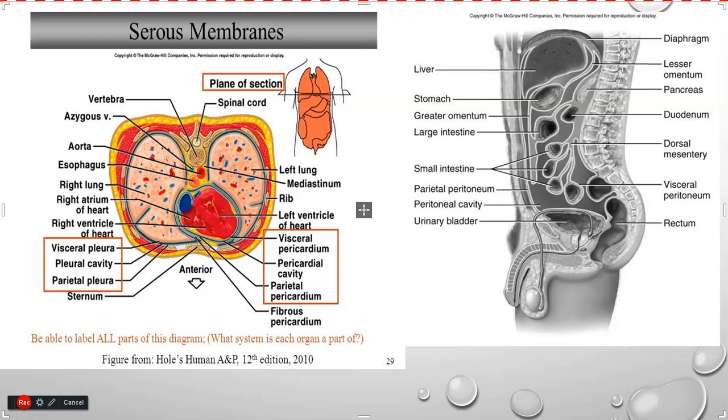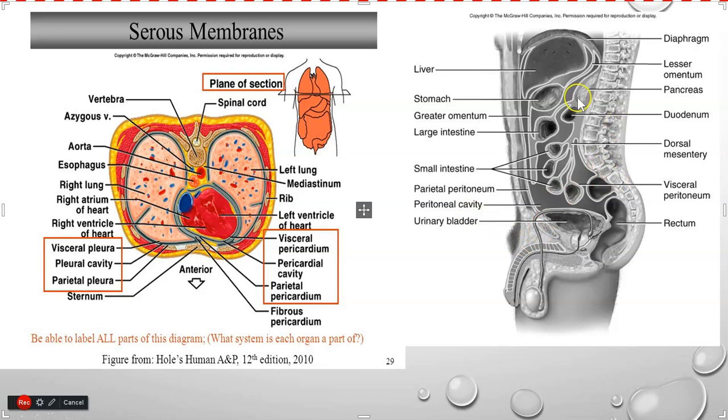Okay, so we see here that when the cavity is lined, it is known as the parietal layer, and when this membrane lines the organ itself, it is known as the visceral layer.